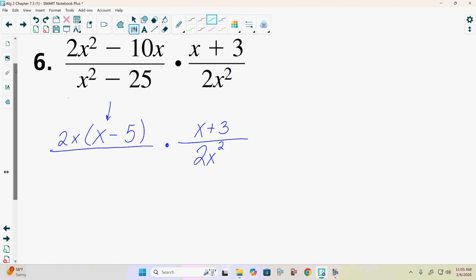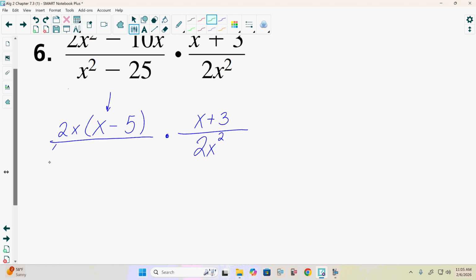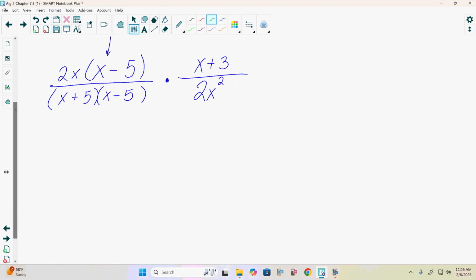Now we have one last base to factor before we move on and start doing more of this here, and that's the x squared minus 25. Is there a greatest common factor between x squared and 25? No. But it's looking like it could be a difference of perfect squares. X squared is x and x. 25 is what? 5 and 5. So x squared minus 25 would factor to x plus 5 times x minus 5.